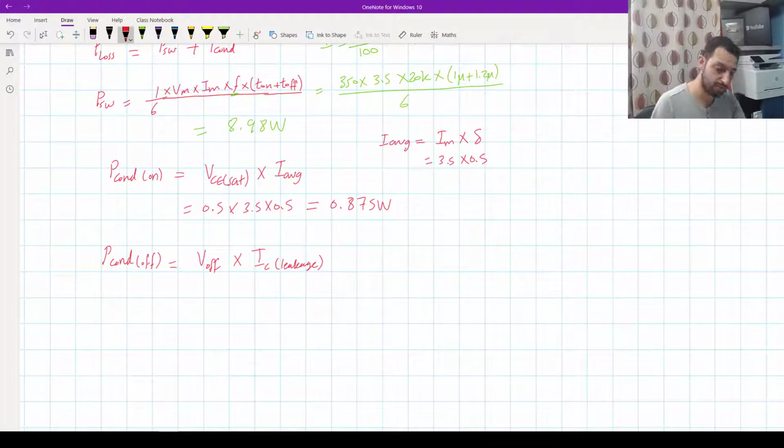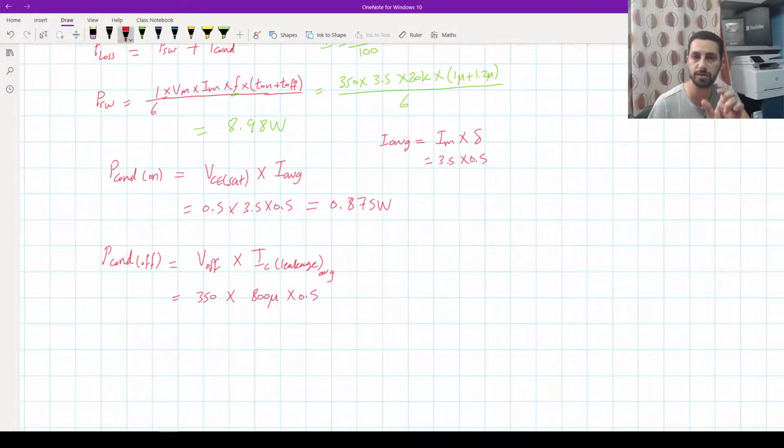Okay, but that should be average as well, because the leakage is not continuous all the time. We are chopping that by the duty cycle, so we have to consider the average one. So we have 350 volt times 800 microamp times the duty cycle 0.5.